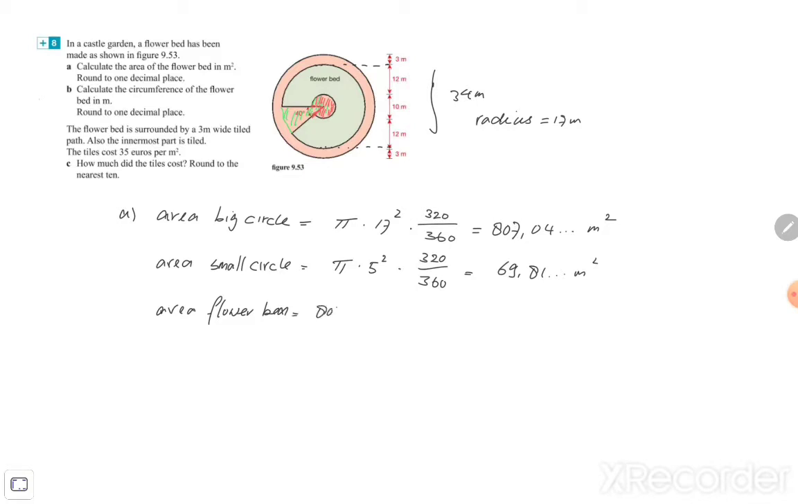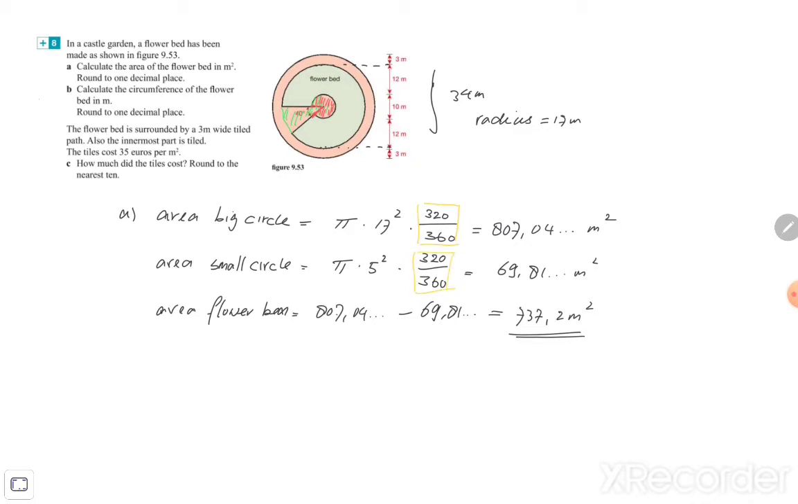Now we need to subtract, so what is the area of the flower bed? It is 807.04, the answer from part 1, minus 69.81, the answer from part number 2, and that's your answer. So that's 737.2 square meters, written to one decimal place. The difficult part, of course, is that we only need to calculate with the part 320 over 360.